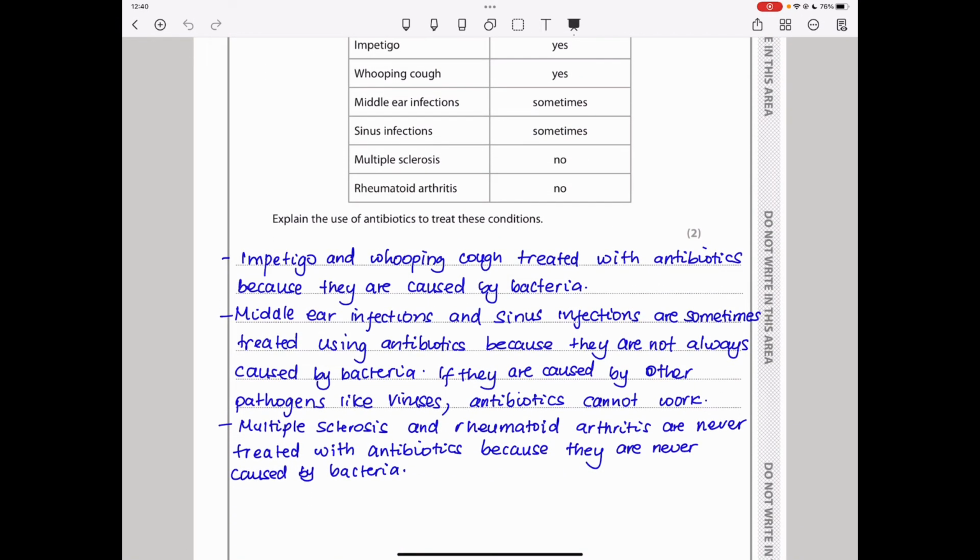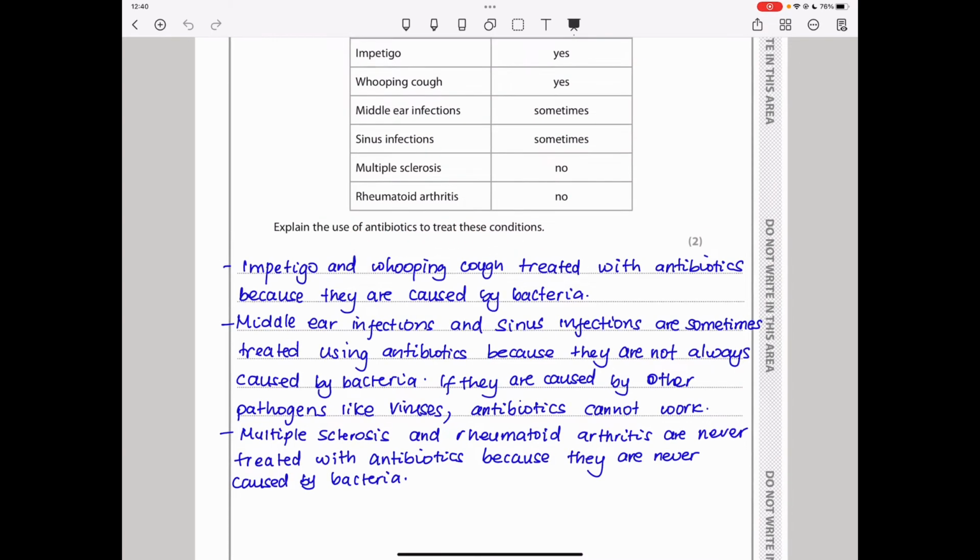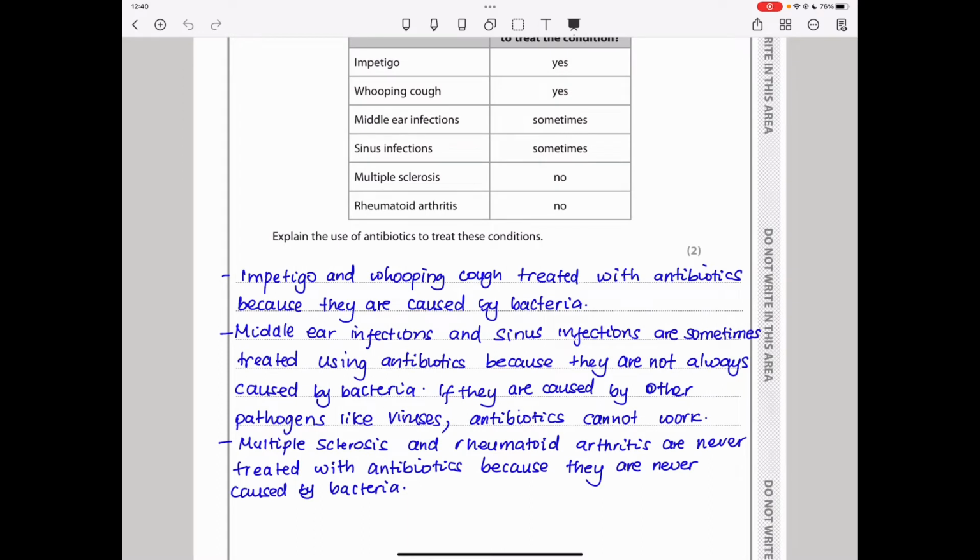So we're going to look at the questions they're asking. The first one says, explain the use of antibiotics to treat these conditions. So it means we have to talk about one condition at a time. Basically we can pair them. So I said for impetigo and whooping cough, antibiotics are used, yes. Because there is a confirmation that yes, they always use antibiotics, it means these 2 conditions are caused by bacteria. So impetigo and whooping cough are treated with antibiotics because they are caused by bacteria.